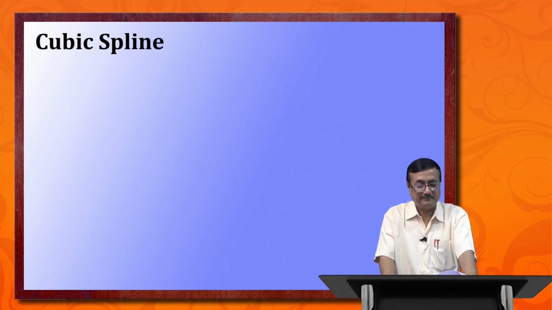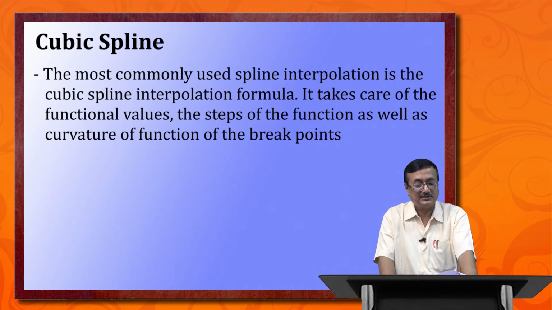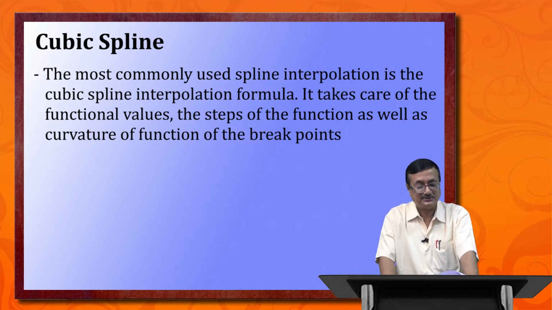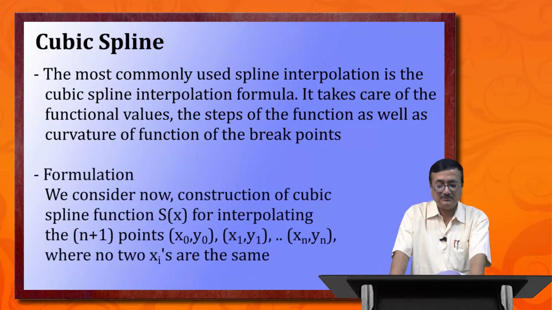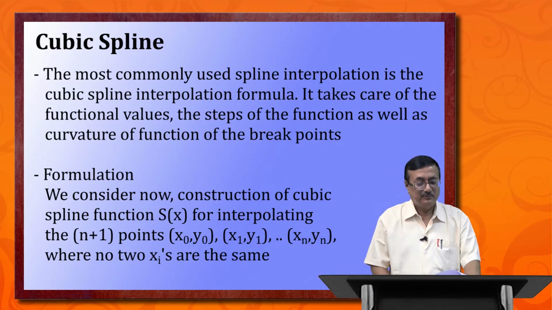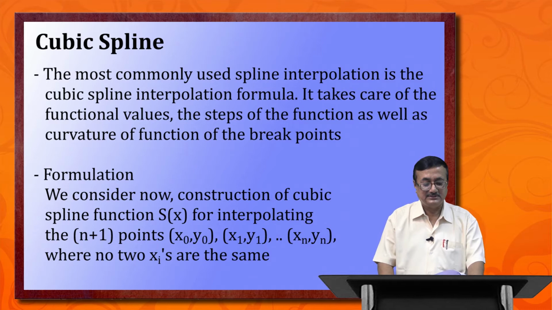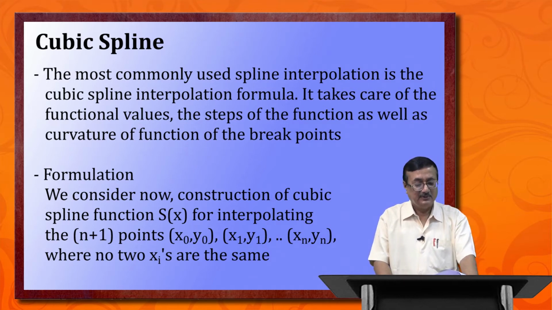A cubic spline. The most commonly used spline interpolation is of course the cubic spline interpolation formula. It takes care of the functional values, also the slope of the function, and also the curvature of the function at the breakpoints, that is the nodal points. We consider now the construction of a cubic spline function S(x) for interpolating the n+1 points (x0, y0), (x1, y1), ..., (xn, yn), where no two xi's are the same.